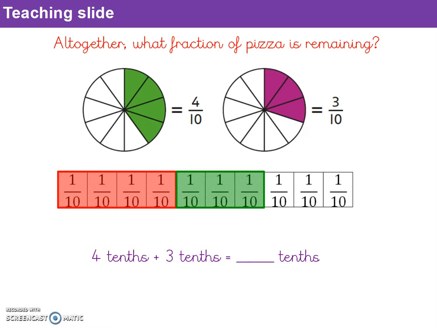And if we add these two amounts together, that gives us the total amount remaining. So 4/10 plus 3/10, as we can see from the bar model, gives us 7/10. So for question 1a, altogether what fraction of pizza is remaining? The answer is 7/10 of the pizza is remaining.